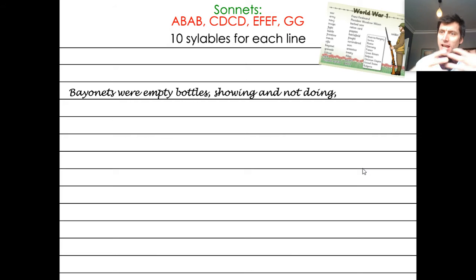So, using our metaphors maybe from earlier, so bayonets were empty bottles, showing and not doing. Okay, so I've got a good opener. I like the idea they're empty bottles. So the idea that they're empty bottles creates this image. They're pointless. Okay, so a bayonet, it's all very well having a spike on the end of your rifle. However, if you run at somebody and they're shooting a machine gun at you, it's a waste of time. It might look like I can win a fight, but it's an empty bottle.